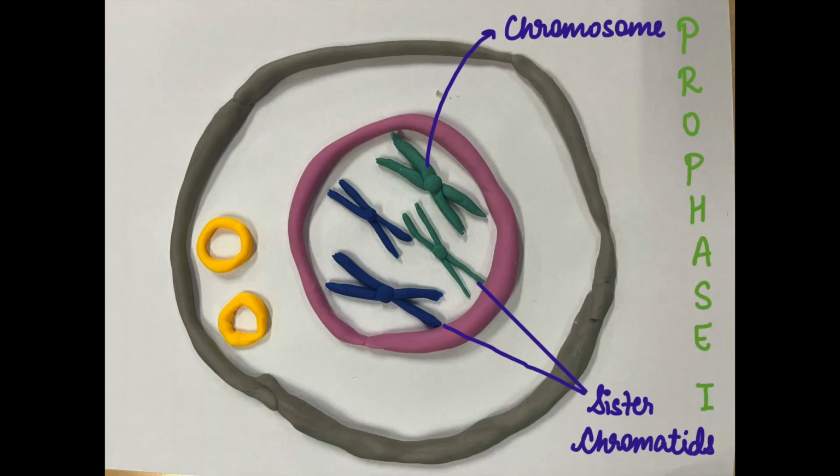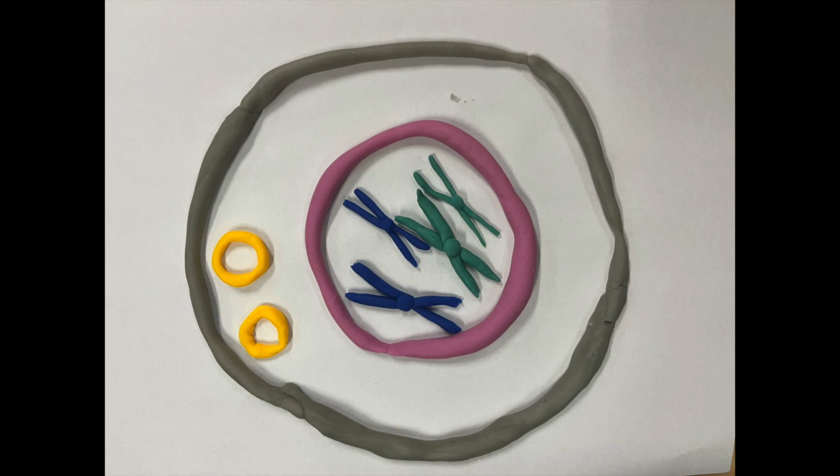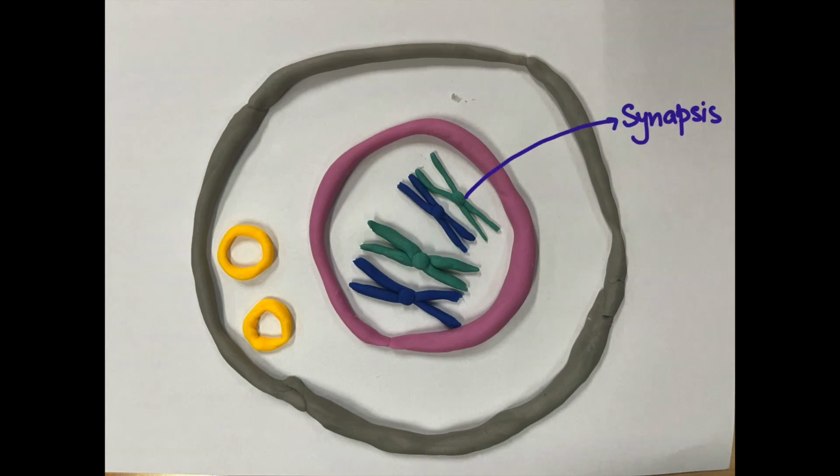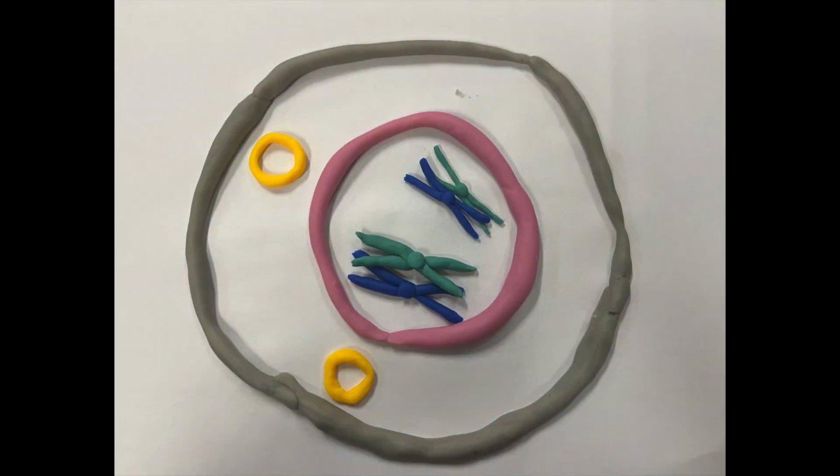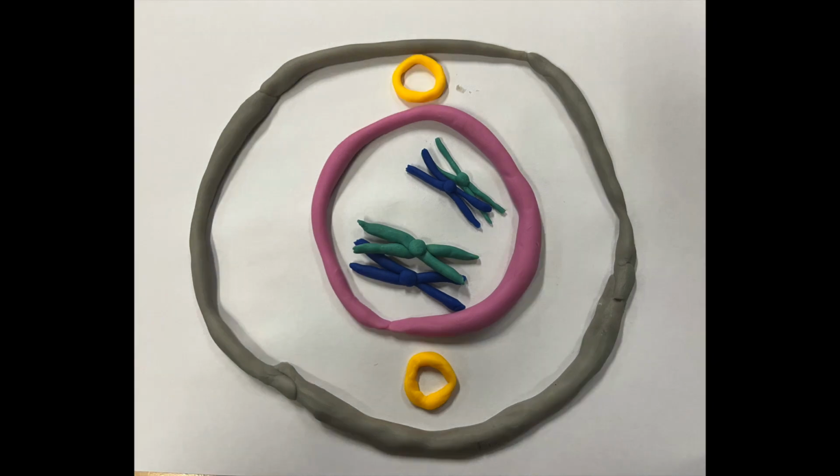During prophase 1, the chromatin condenses to visible chromosomes. Homologous chromosomes form tetrads, which cross over to exchange genetic material. This increases genetic diversity. The nuclear envelope disintegrates and the spindle fibers form.